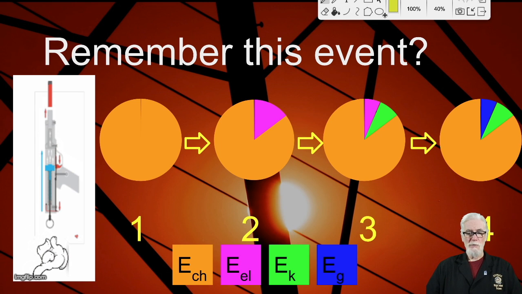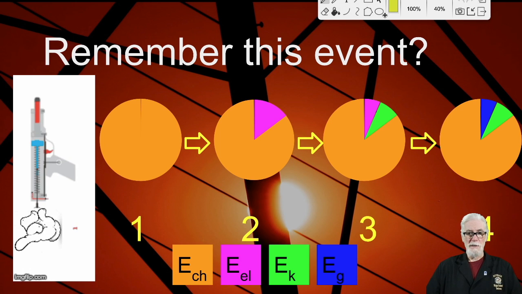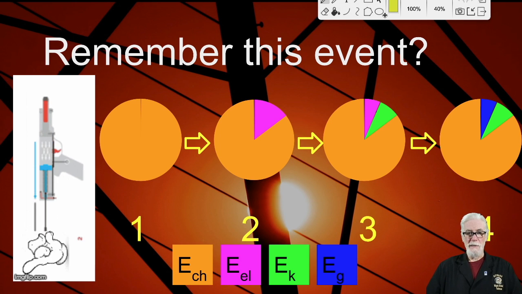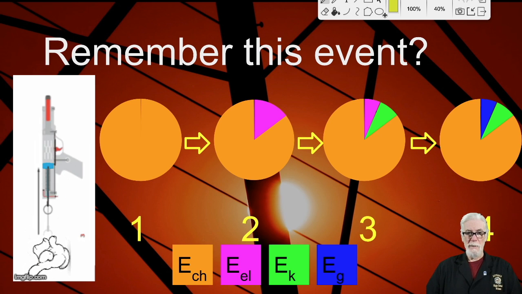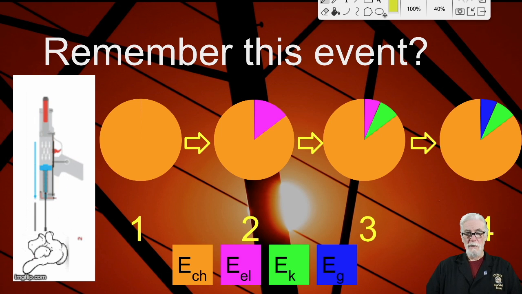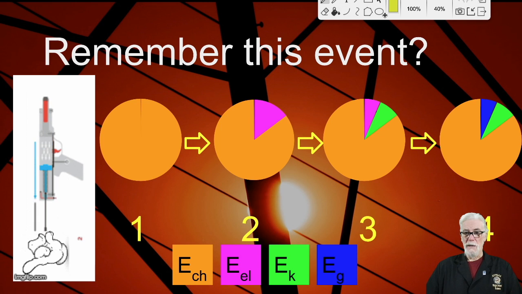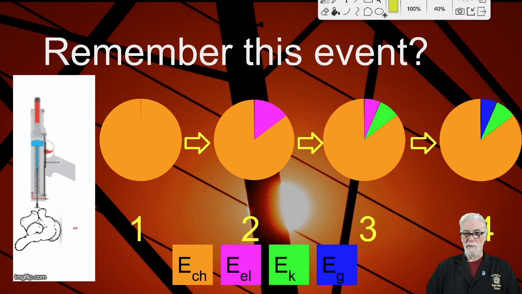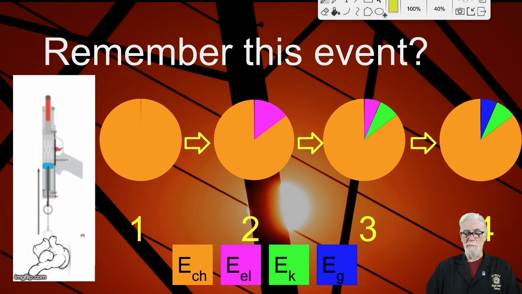We modeled this with pies, and it worked really well. And part of the reason that it worked really well is because it was a closed system when we did this. So all the energy remained in the system. It was just changing the modes of energy storage. It went from all chemical to less chemical and some elastic, and then the elastic gave way to kinetic as the spring unwound and the dart started moving, and then the kinetic gave way to gravitational as the dart began to fly up into the air and gain elevation and then ultimately lose some speed.